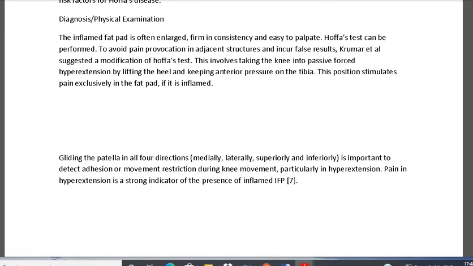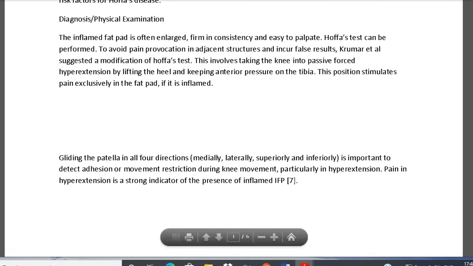So this modification of the test involves taking the knee into passive to forced hyperextension by lifting the heel and keeping anterior pressure on the tibia. This position stimulates pain exclusively in the fat pad if it is inflamed. So this modified Hoffa's test is a good confirmatory test.